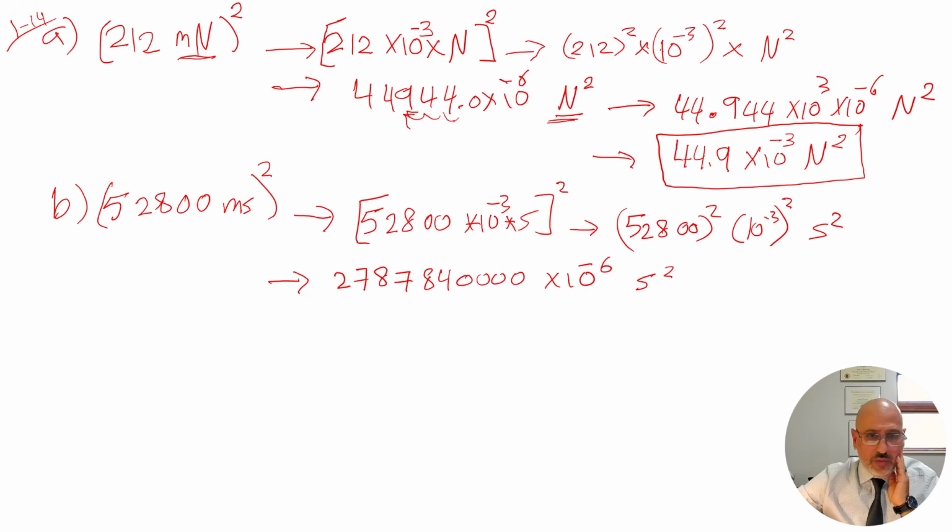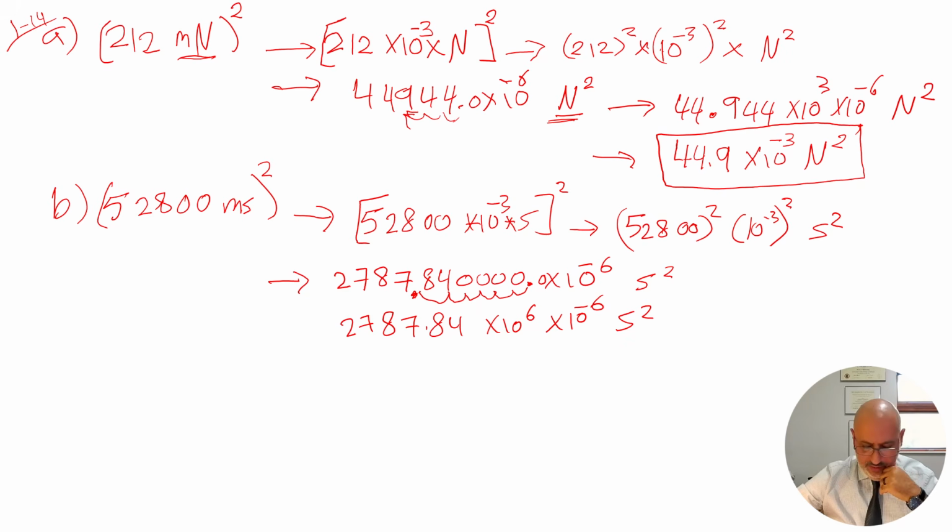Now here, I will need to make sure that this is in a proper representation. This is the decimal here. I can do something similar to what we did up there. I can move the decimal to the left, resulting in multiplying by 10 for each digit. And if you move to the right, you multiply by 10 to the power minus 1. So I'm going to be moving here 1, 2, 3, 4, 5, 6. So I will do 2787.84 multiplied by 10 to the power 6 multiplied by 10 to the power minus 6. Don't forget about that. And then you have s squared.